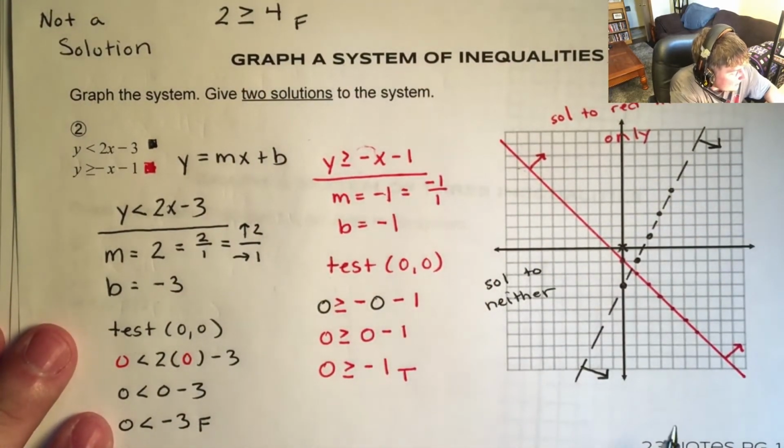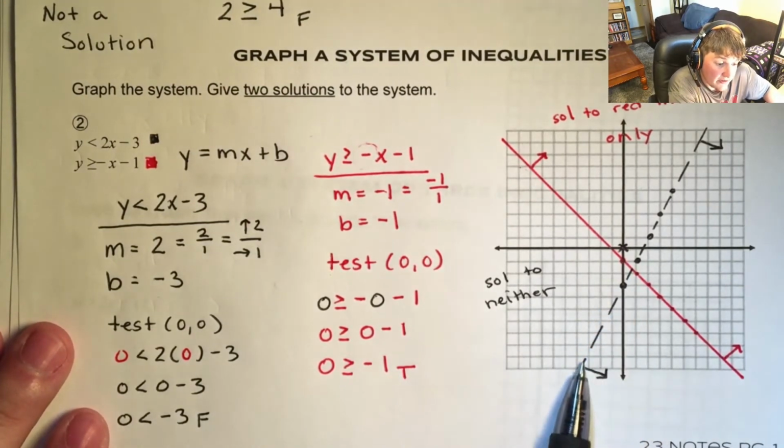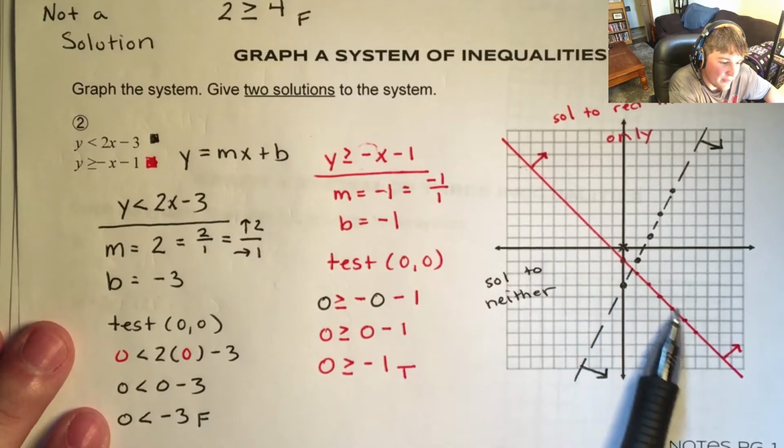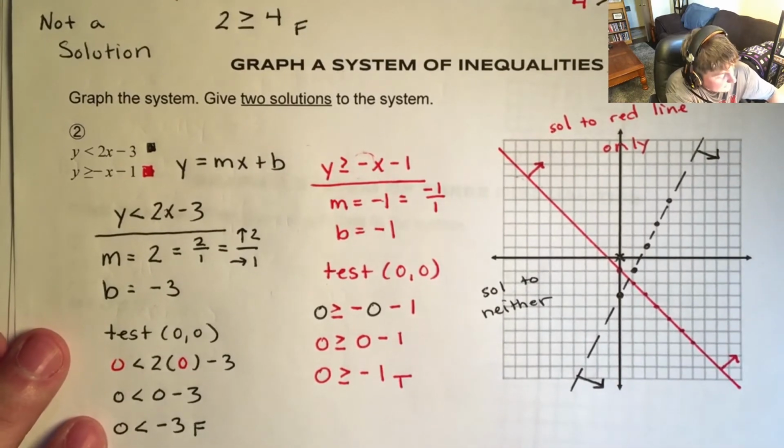And then what about down here? If we look here, this is to the right of the black line, which is good, but it's not above the red line. It's below the red line. So this area is the solutions to the black line only.